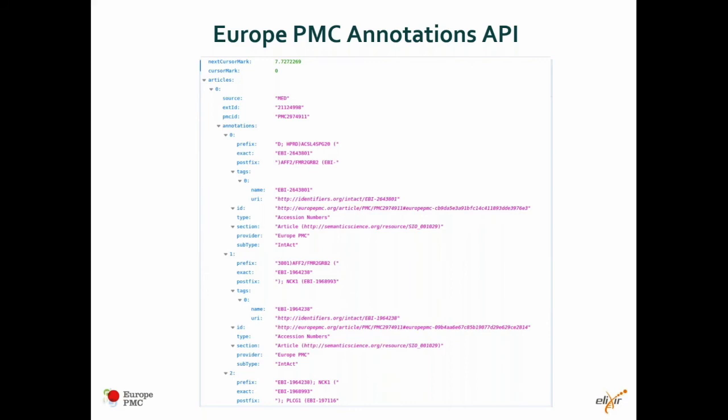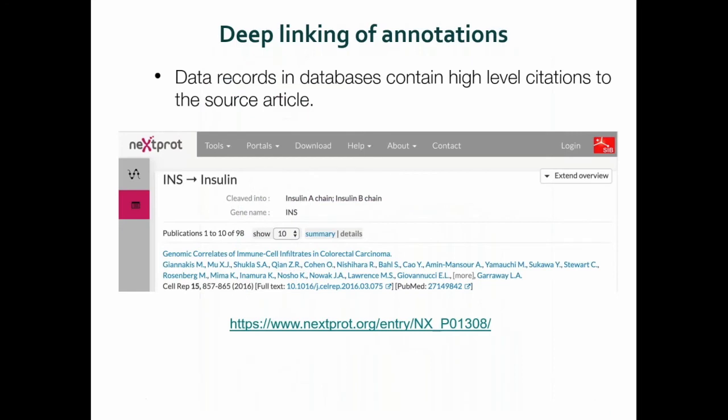Apart from this, what we had worked on was further deep linking of annotation. You may have noticed that in a given database, often for a data entry, there are publications being cited corresponding to a particular data record, and often these citations are higher level. They are mere mentions of the article from where the curator has extracted the information.